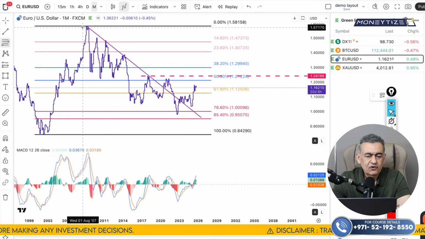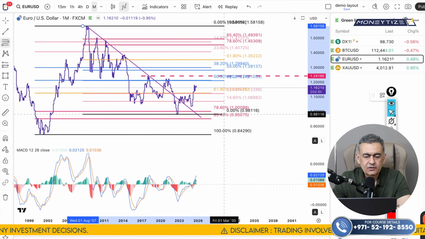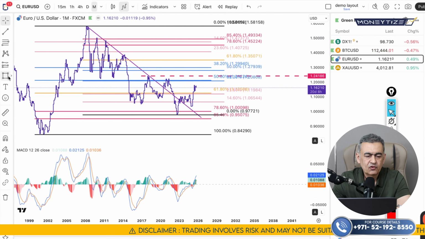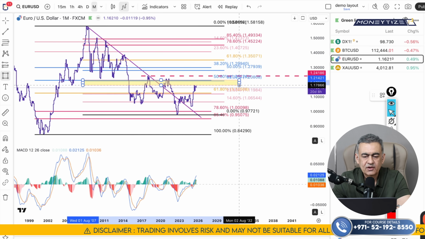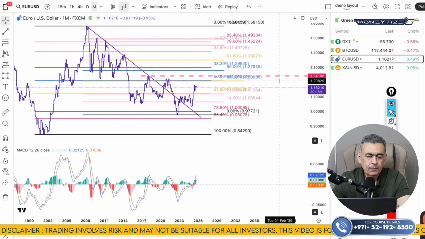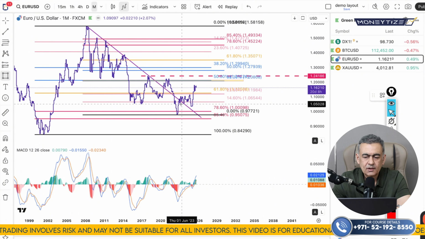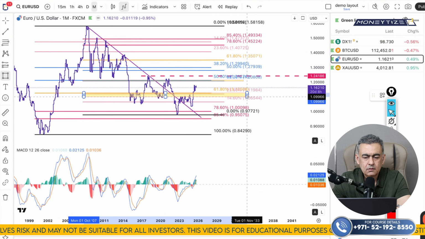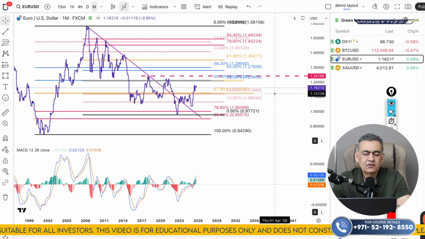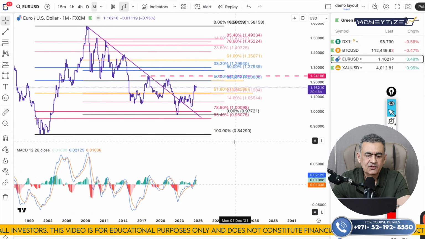I'm using now reverse fib from the highest to the lowest, and on the basis of reverse fib, I can see here a very strong magnet is formed around 50%. In terms of price level, this is 1.2122, and a very strong support level is formed here. So this is in terms of price level 1.1198, or we can say 1.1200.